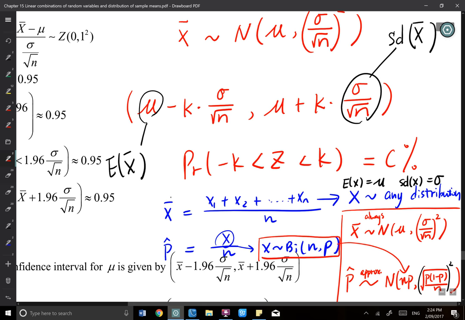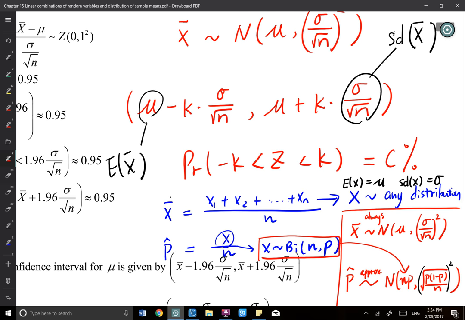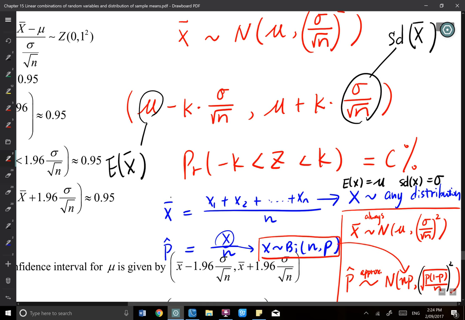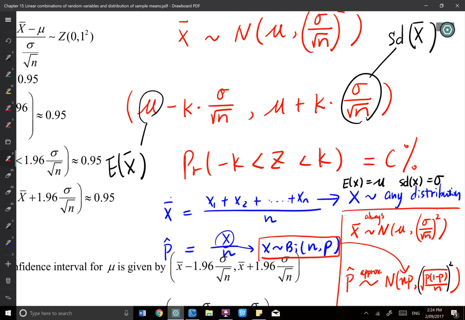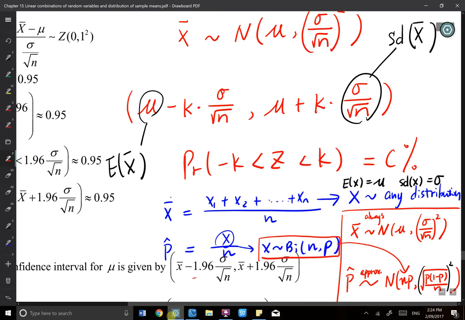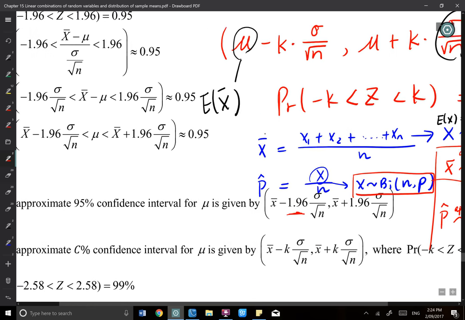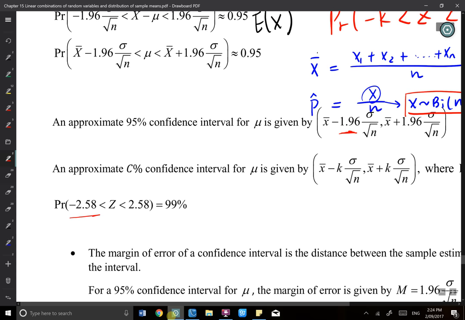I'm not going to go through the proof step again. It's just useless. You just need to remember the result. You don't have time to go through all this proof again in the exam, so you just need to know the formula. So you find the expected value for x bar, you find the standard deviation for x bar, and you find the k value. The k is for 90% confidence, or normally 95. 95 is 1.96. 99% is 2.58.